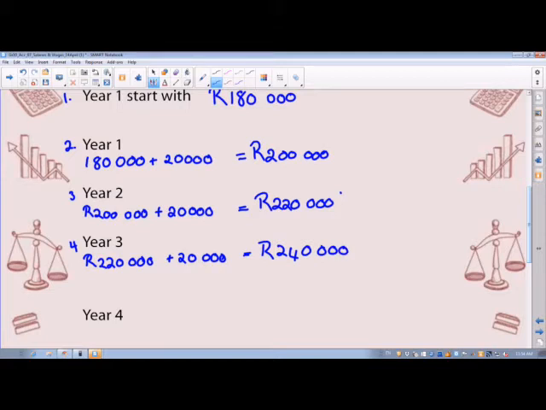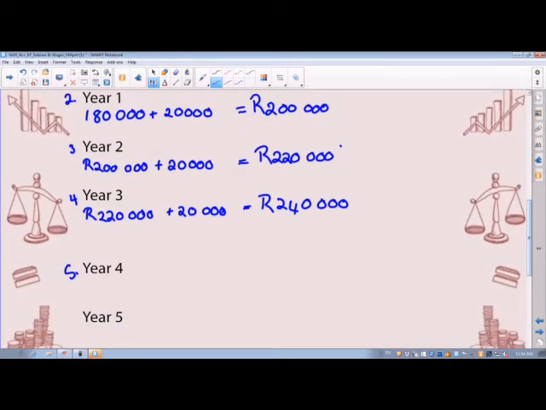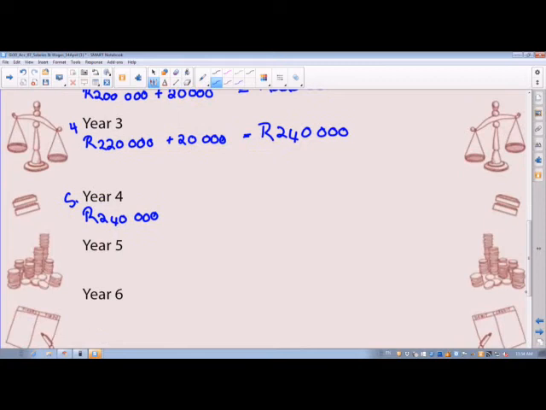Now what will happen in year 5? We need to take year 4 salary. So what is year 4 salary? It's 240. But now, are we going to add 20,000? Or let's look at the question, are we going to add 30,000? Yes, we need to add a full 30,000 Rand. And then you will see that in year 5, this guy, J. Kraus, will earn 270,000.